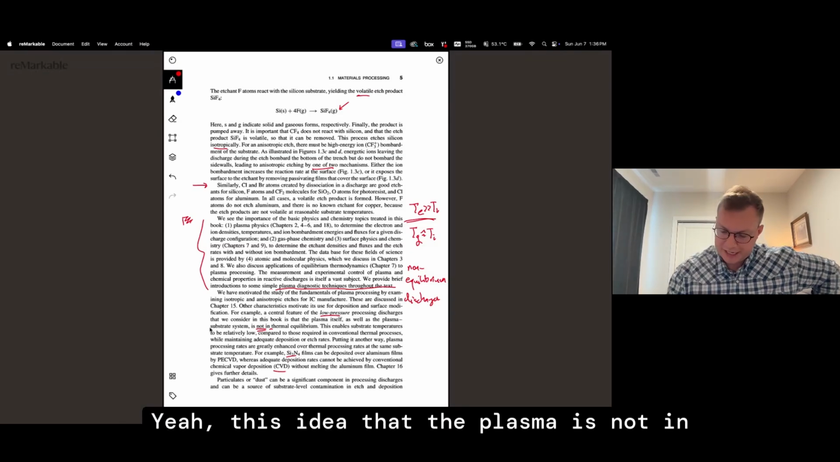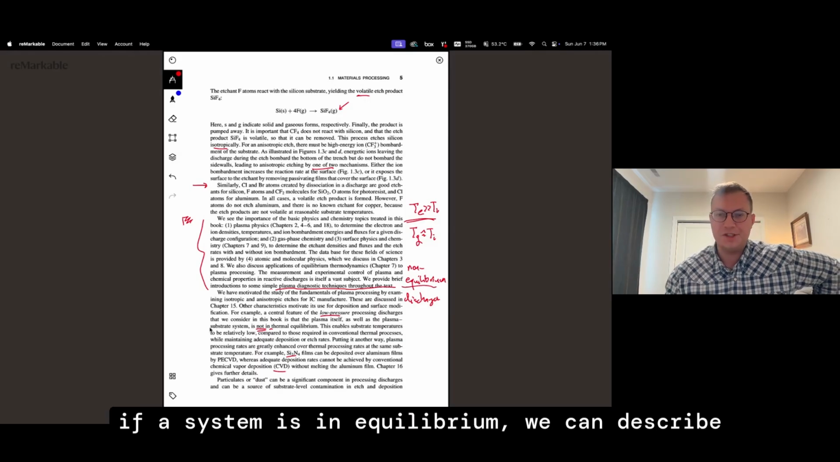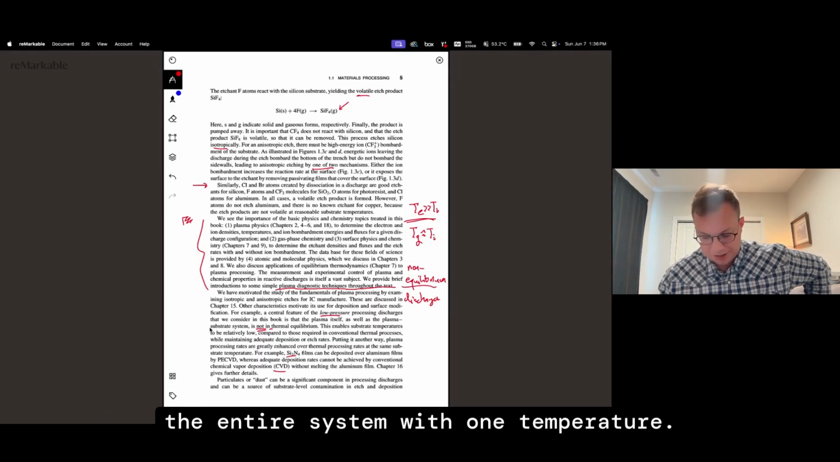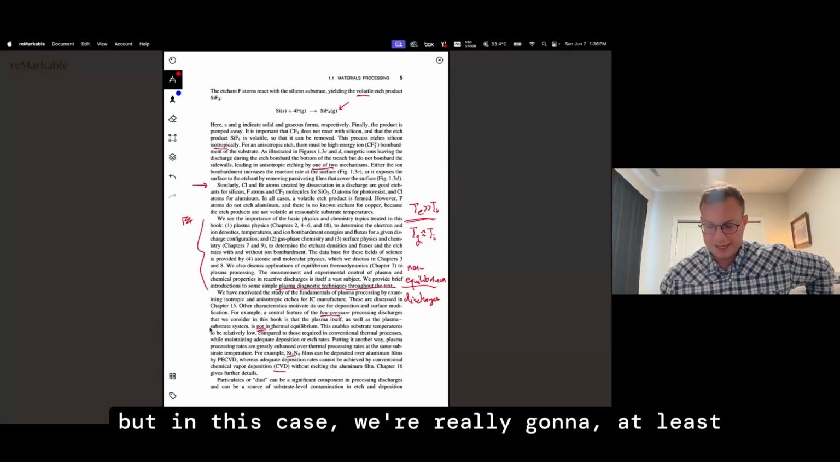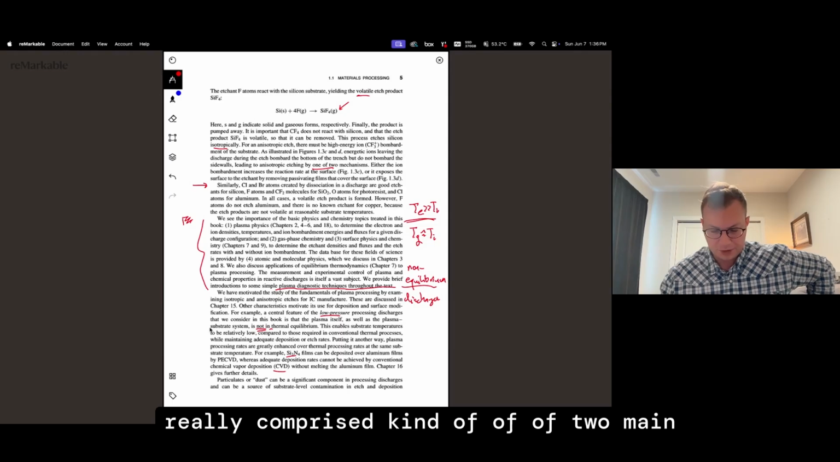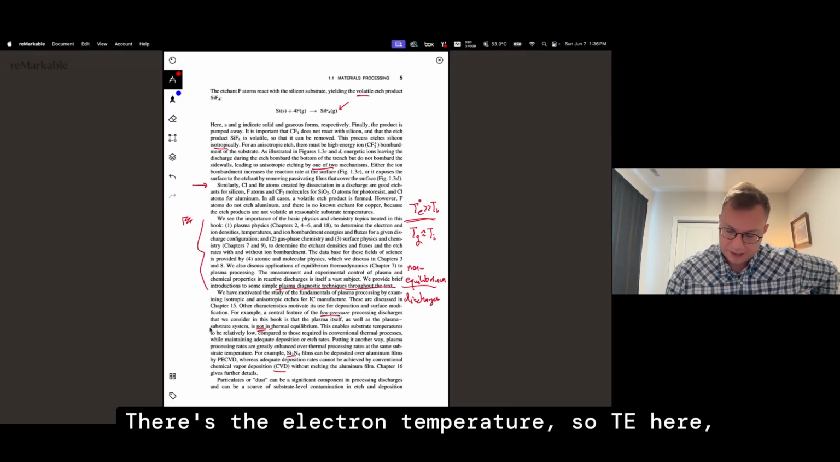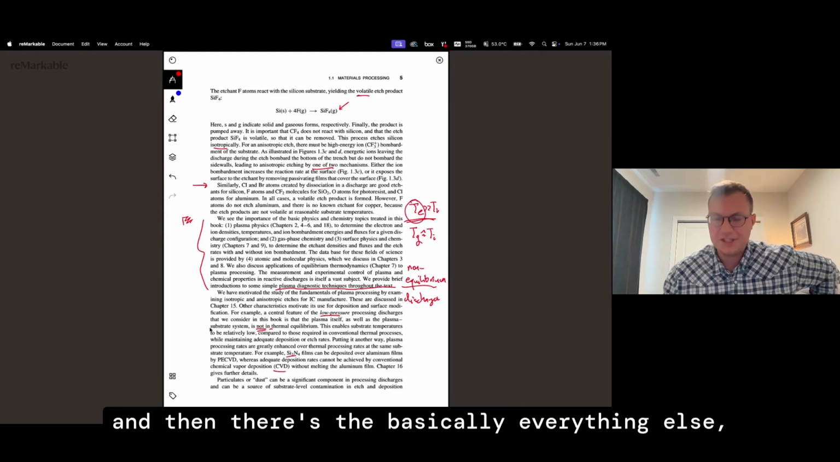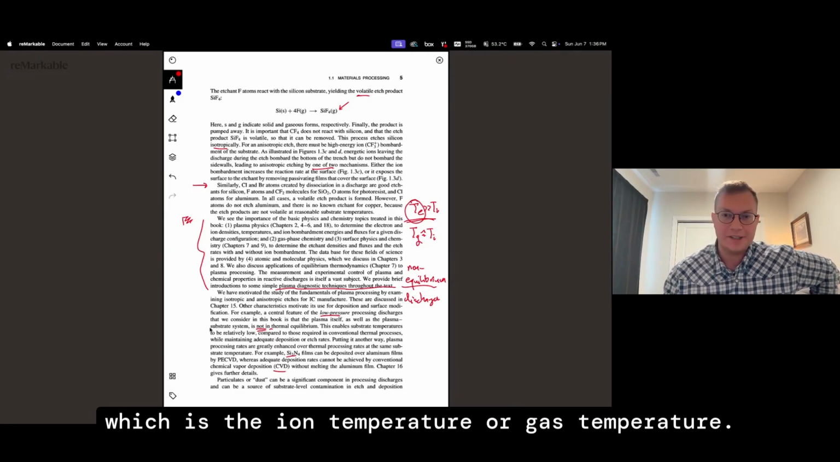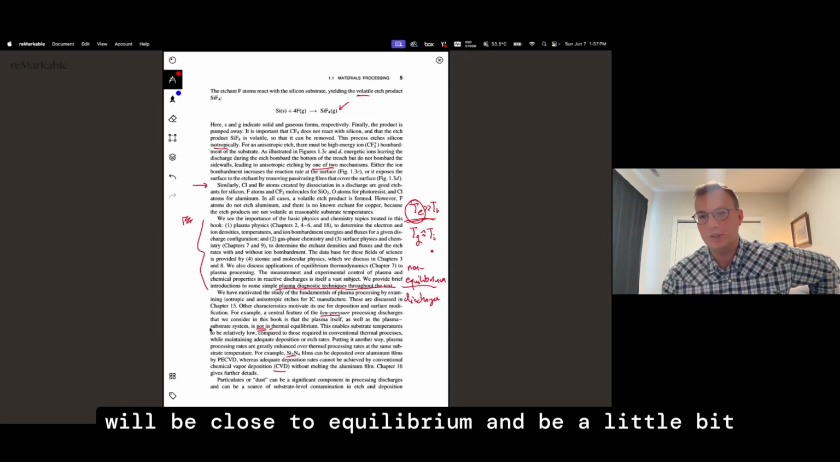So, this idea that the plasma is not in equilibrium is really important. If a system is in equilibrium, we can describe the entire system with one temperature. But in the discharges we care about, we're really going to have two main temperatures. There's the electron temperature, T_e, and then there's basically everything else, which is the ion temperature or gas temperature. In this case, the gas and ion temperature will be close to equilibrium and a little bit above room temperature.